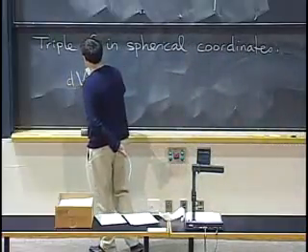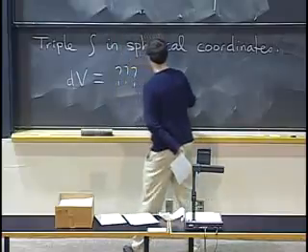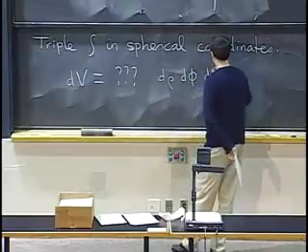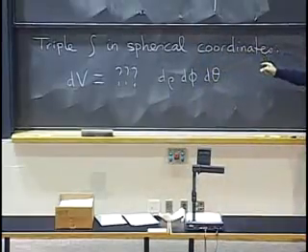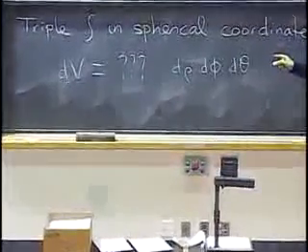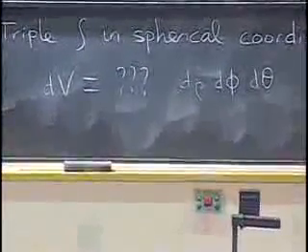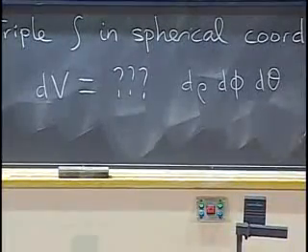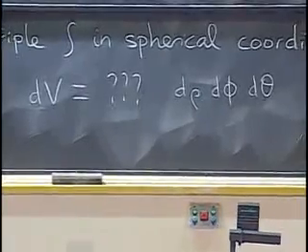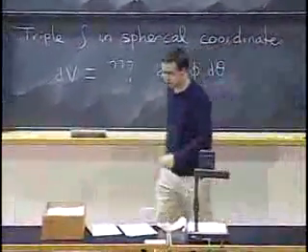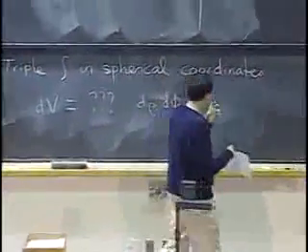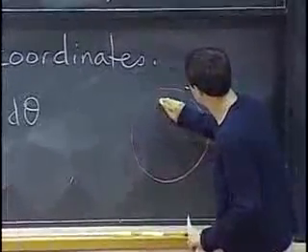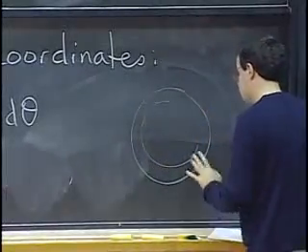Okay, so dV will be something d rho, d phi, d theta, or in any order that you want, but this one is usually the most convenient. So to find out what it is, we should look at how we're going to be slicing things now. If you integrate d rho, d phi, d theta, it means that you're slicing your solid into little pieces.